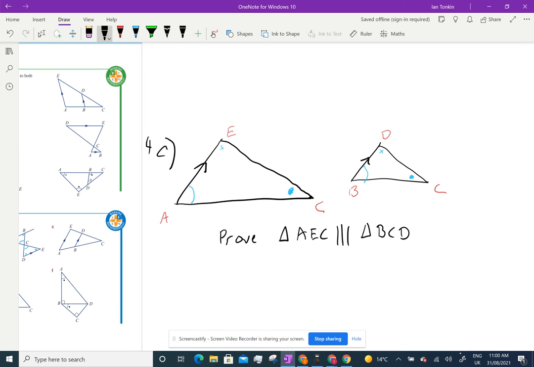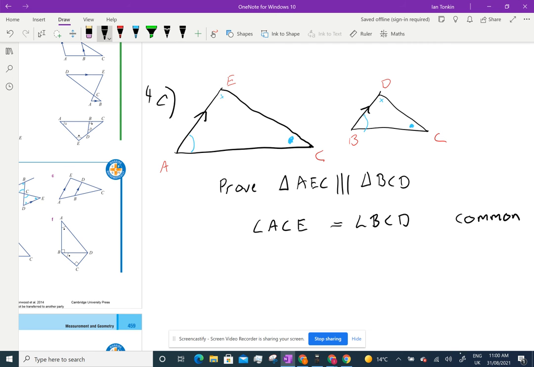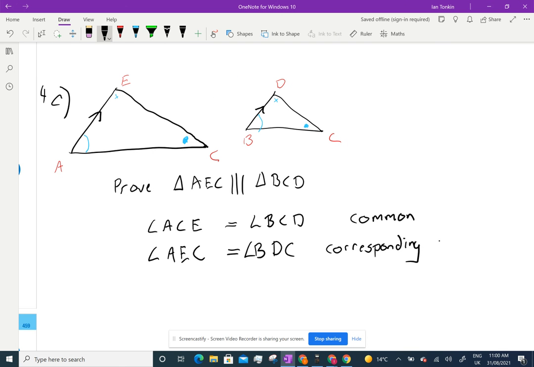Here we go. Everything about triangle ACE on the left. So angle ACE equals angle BCD. Why? Because it's common. It's the same angle in both triangles. Angle AEC equals angle BDC. Why? Because they're corresponding angles on parallel lines.